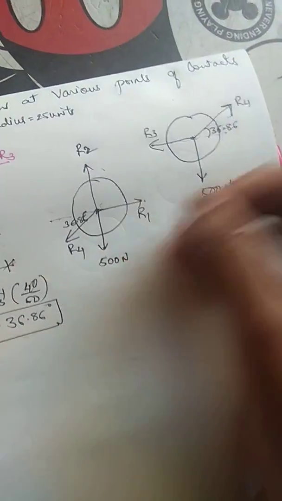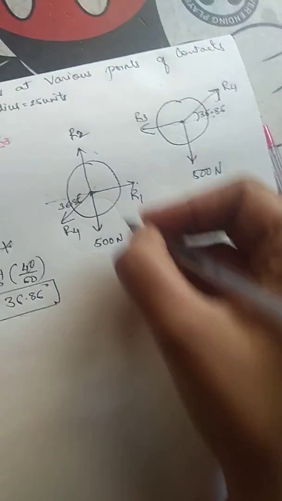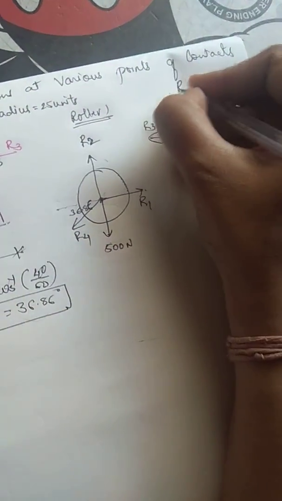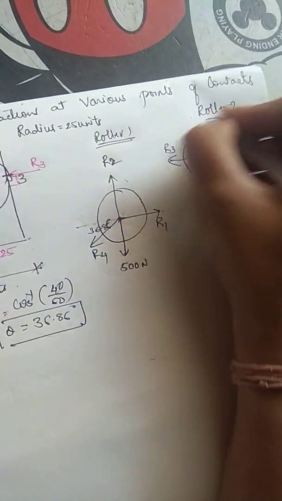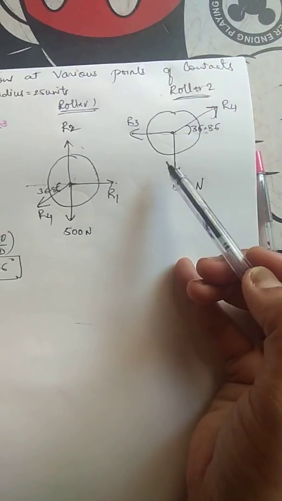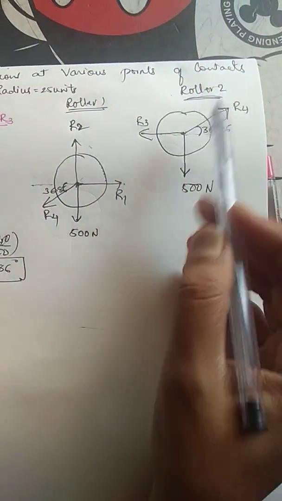So done with both the rollers. Let us call this roller 1. I'll call this roller 2. Clear with the free body diagram. Now this case becomes like the previous example, same example after drawing.